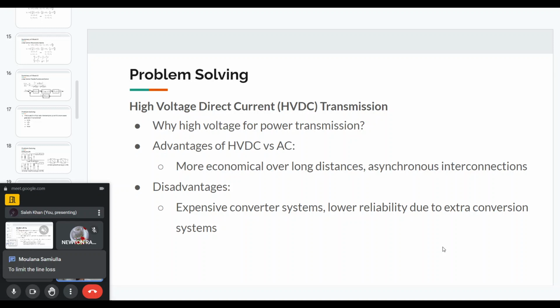Yes, to limit the power loss in the transmission lines, because for the same power, minimize V square R losses. Okay, so if we have high voltage, how will V square R losses get minimized? Because if we have high voltage, then V is high, so V square will be even higher, and V square by R will be higher than for a lower voltage.